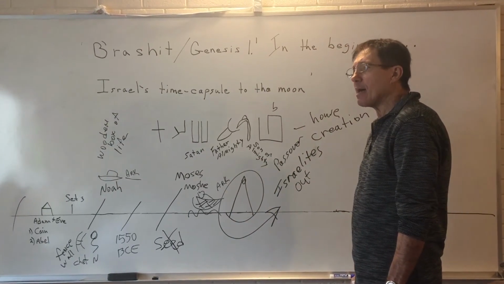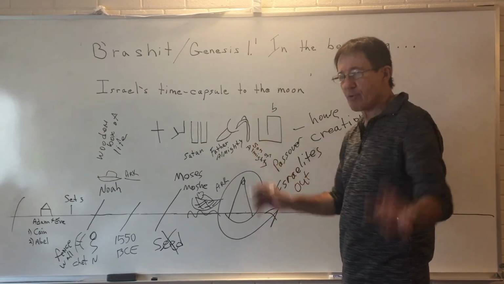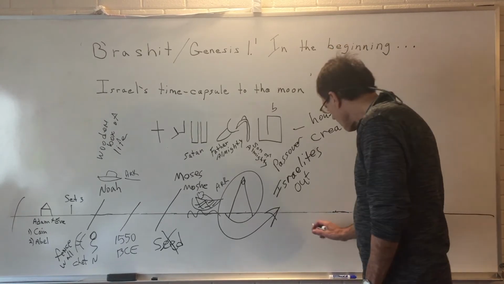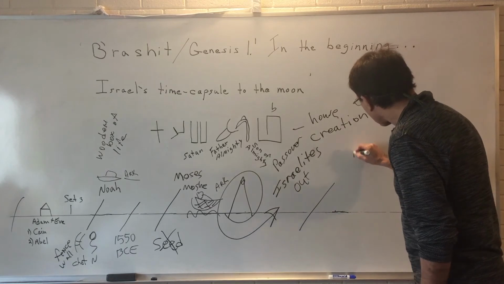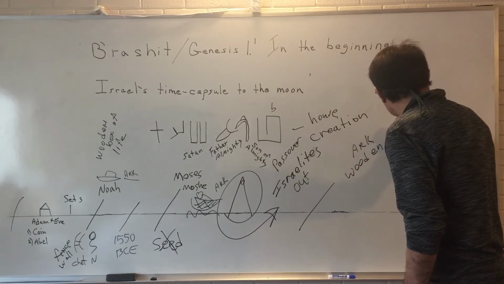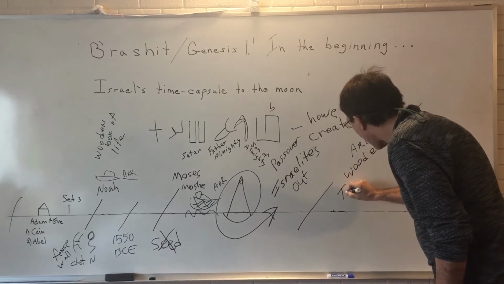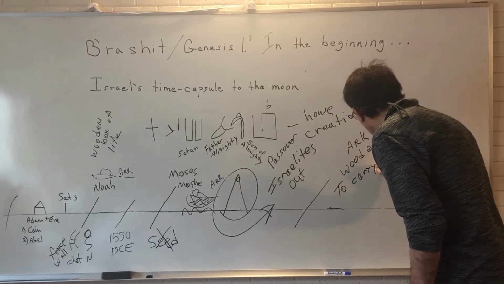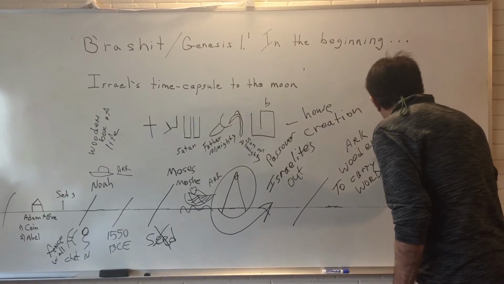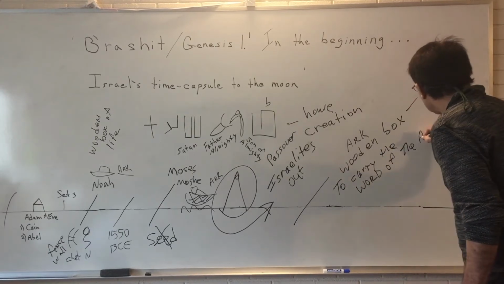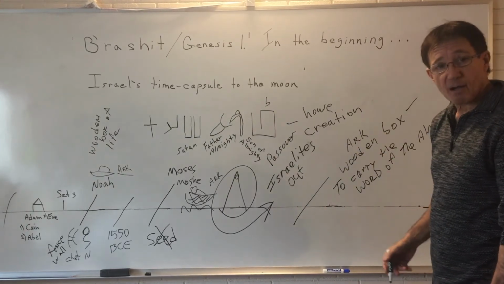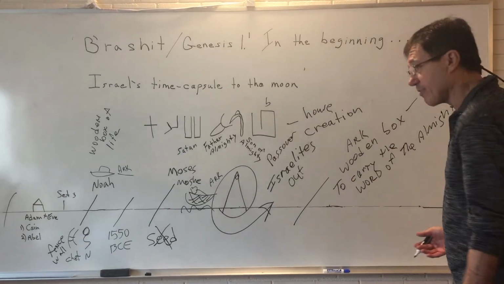Shortly after they end up in Jordan, Aqaba, somewhere around that area, Moses is instructed very specifically to build another ark, another wooden box. Why? To now carry the word of the Almighty. The Ark of the Covenant, the Ark of Life.